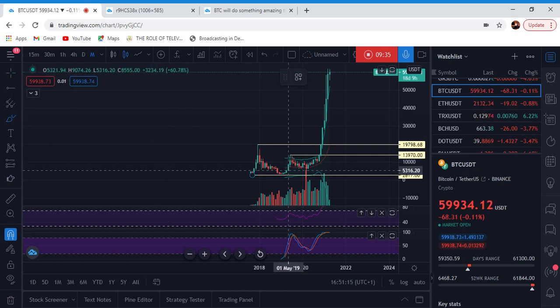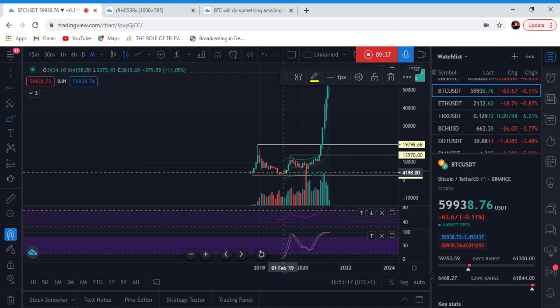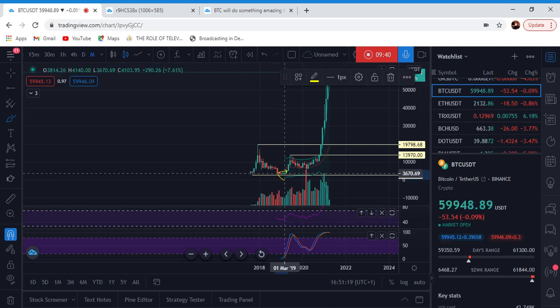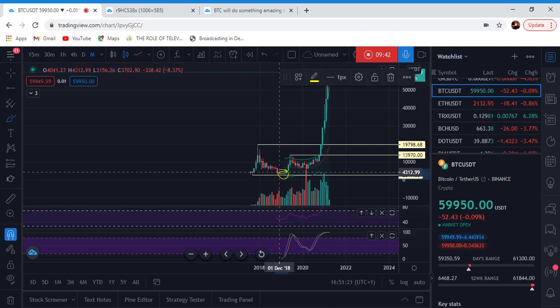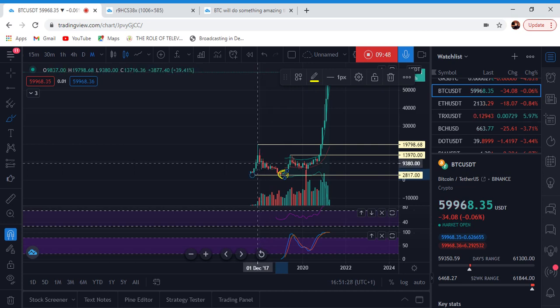Around this level, you see that the support I marked is still respected. I got the support from this level around September 2017. And around 2019, just imagine, 2 years after, this support still got respected.